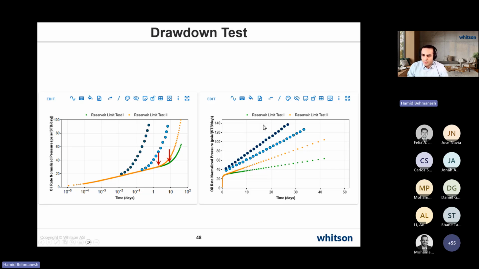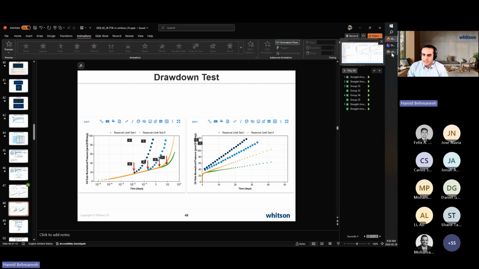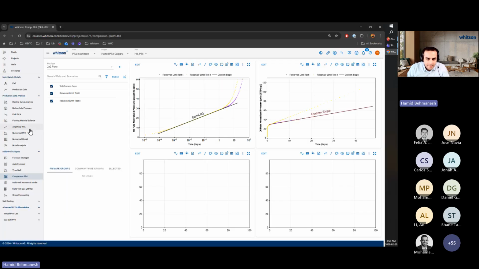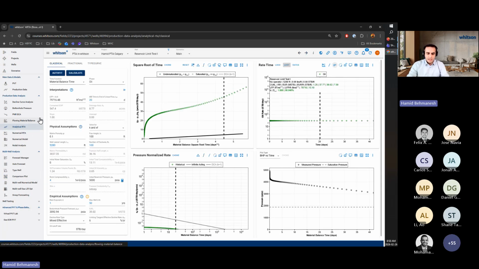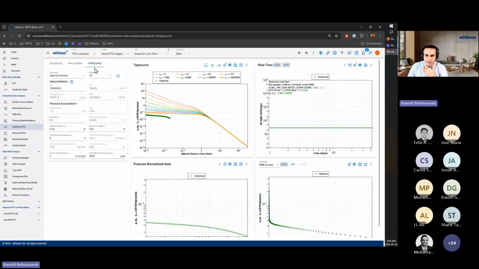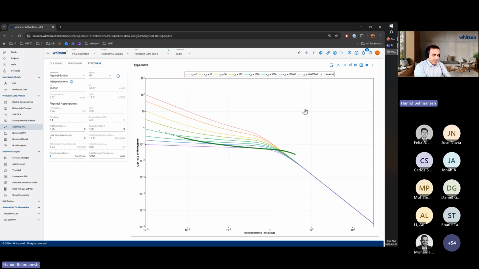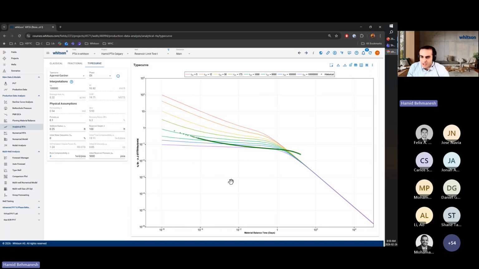I want to take the opportunity to also present one more feature that we recently implemented in the software. If you go to the analytical RTA, you don't necessarily need to follow me, I'm just going to quickly present that to you. So in the analytical RTA, for the same well that we studied, reservoir limit test 1, if you go to type curve, this type curve is another way. It's not in the world of PTA, it's mostly in the world of RTA, but fundamentally it's very similar to the way that we do RTA. It's developed for a conventional reservoir with a vertical well in the middle of a circular reservoir.